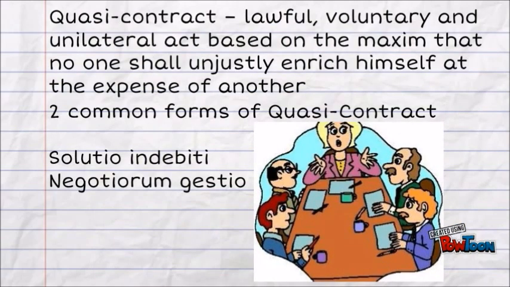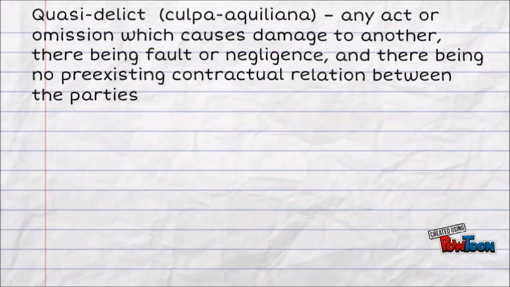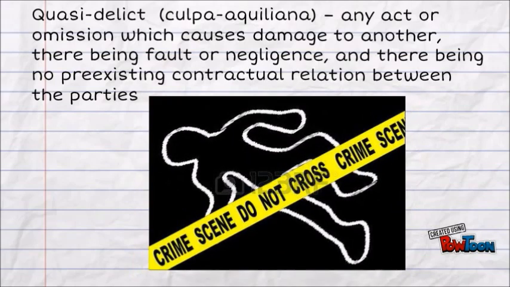Quasi-contract refers to a lawful, voluntary, and unilateral act based on the maxim that no one shall unjustly enrich himself at the expense of another. There are two common forms of quasi-contract. First is the solutio indebiti, which is the payment by mistake, and second is the negotiorum gestio, which takes place when a person without the consent of the owner assumes the management of an abandoned business.